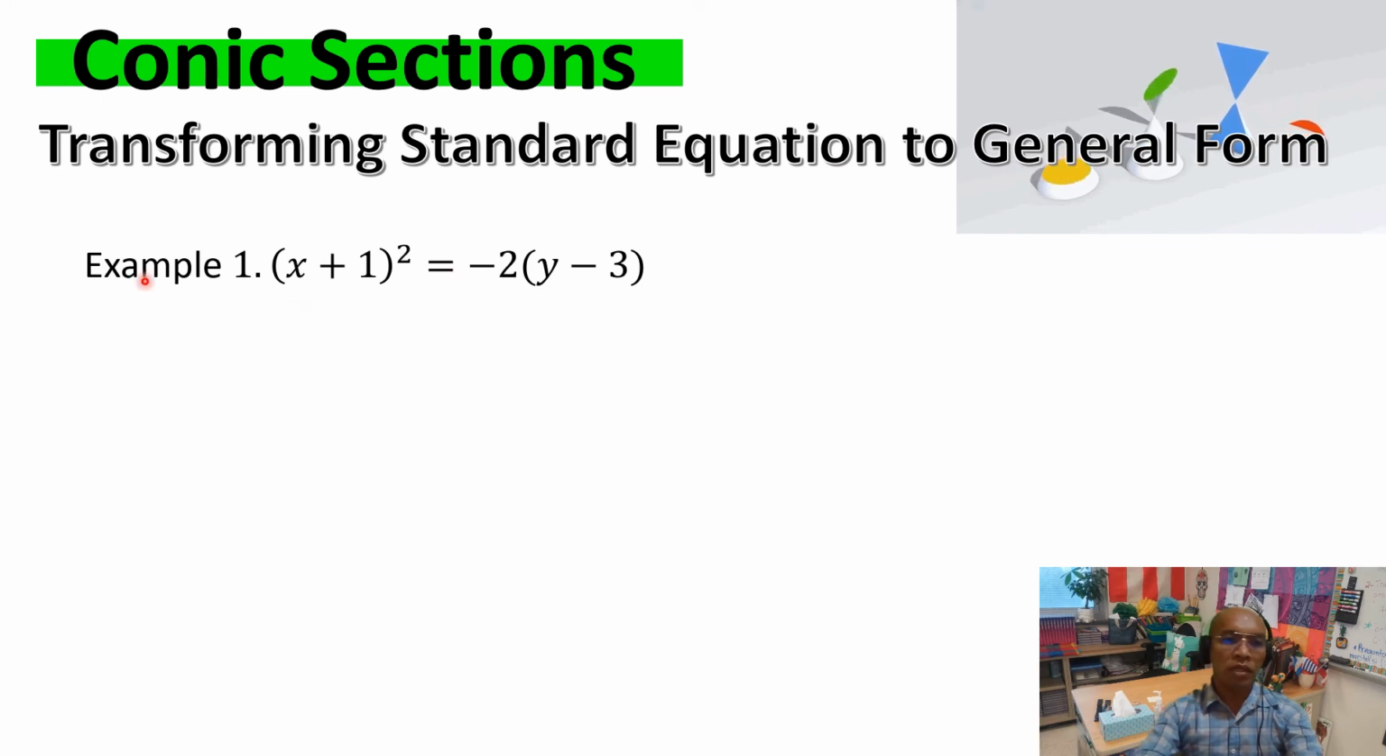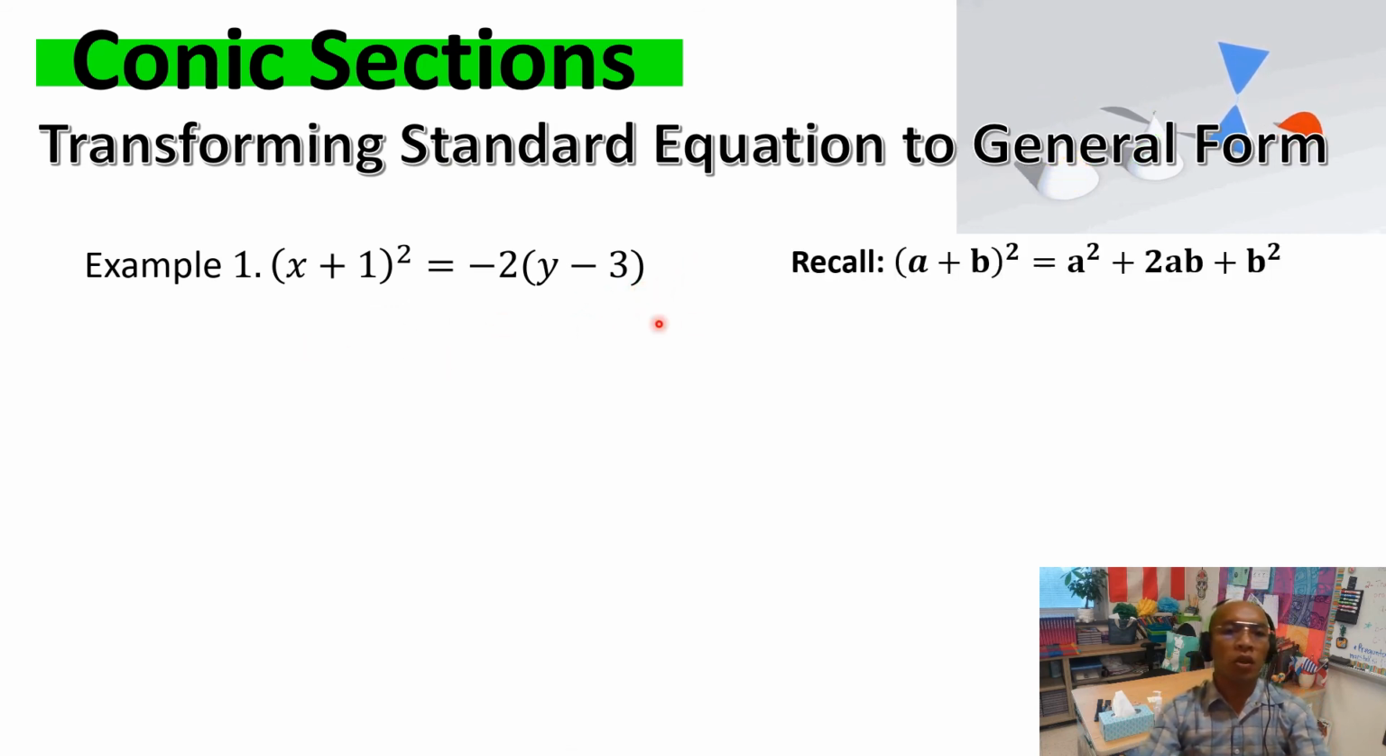In example number 6, in the previous example, this is the standard form. How are we going to transform this equation going back to the general form? In this case, we have to recall the square of a binomial. So a plus b quantity squared, take note, is equal to a perfect square trinomial, which is a squared plus 2ab plus b squared.